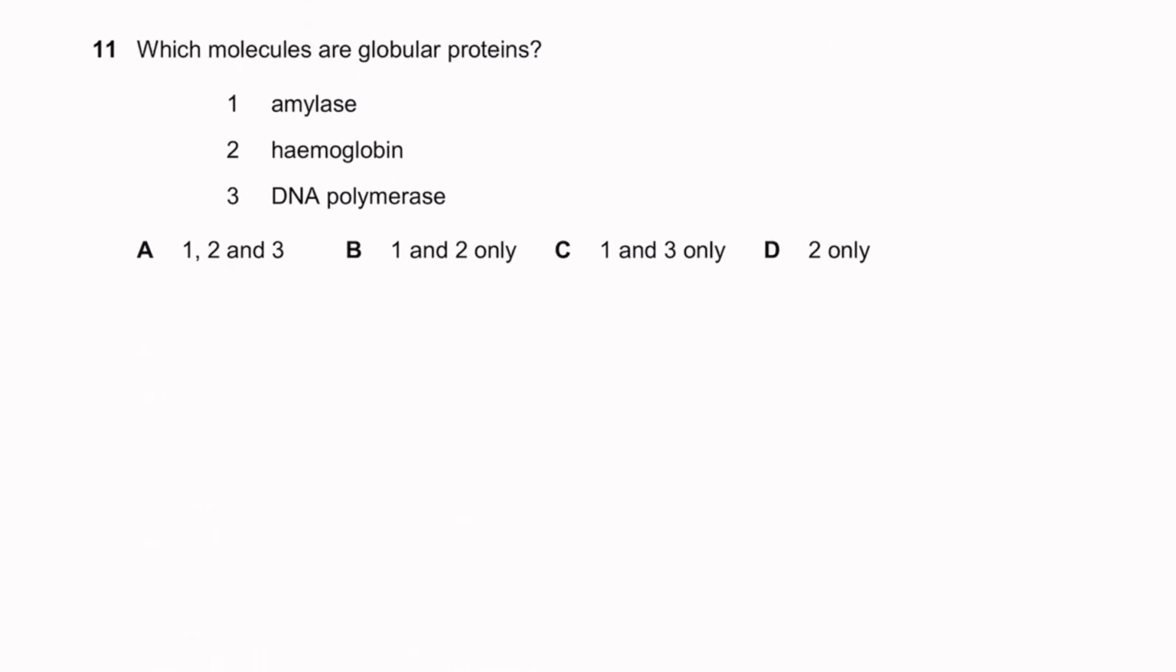Which molecules are globular proteins? Globular proteins are hydrophilic ball-shaped molecules with tertiary structures. So if they're an enzyme, they're definitely globular.